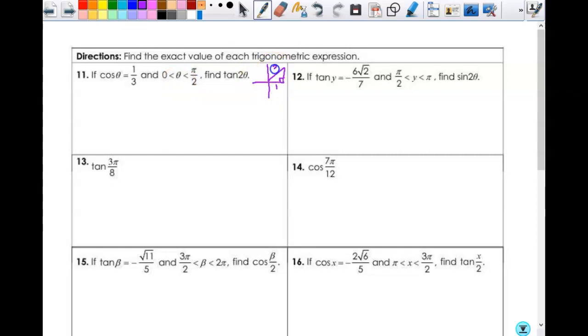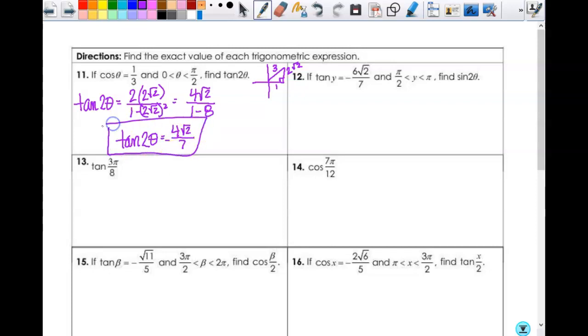Cosine is adjacent over hypotenuse. Do the Pythagorean theorem, and you're going to get 2 square root of 2 for this side. So when I substitute this in, tangent of 2 theta is going to be 2 times tangent theta. Tangent is opposite over adjacent, so that's just 2 square root of 2, over 1 minus 2 square root of 2 squared. In the numerator, that's going to give me 4 square root of 2. The denominator is going to give me 1 minus 8. So I get tangent of 2 theta equals 4 square root of 2 over negative 7, so it makes the whole thing negative.